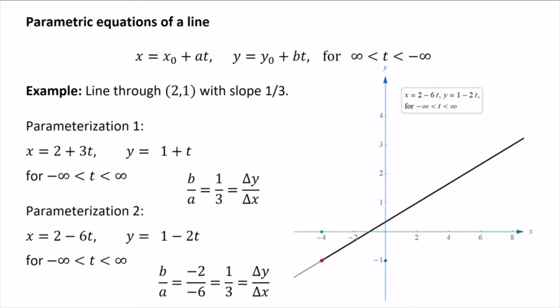So in both cases, we have found a valid parameterization of the line through the point (2, 1) with slope 1/3, although they have different positive orientations or directions. While not our focus, we may also note that the parameterizations have different speeds, in that the second parameterization is tracing the line more quickly.